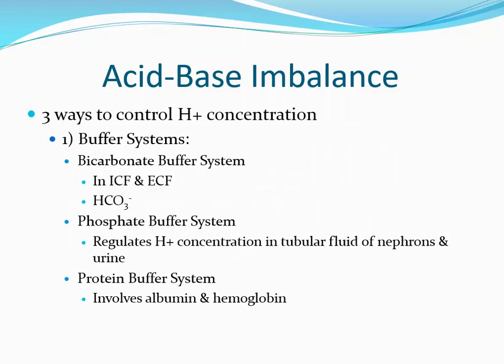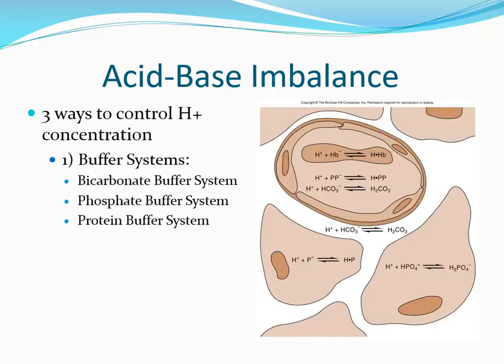There are three main buffer systems in the body. The first is the bicarbonate buffer system. This is found both in the ICF and the ECF, and this involves bicarb. The phosphate buffering system plays an important role as a regulator of hydrogen ion concentration in the tubular fluids of the nephrons and the urine. Protein buffering systems involve plasma proteins, specifically albumin and hemoglobin. So this is showing these buffering systems. In the ICF, you have the protein buffering system, the phosphate, and the bicarb. Here's the bicarb in the ECF, the phosphates, and the protein buffering system.